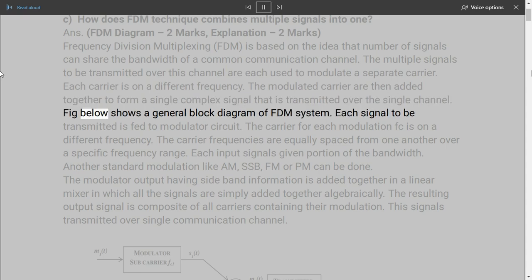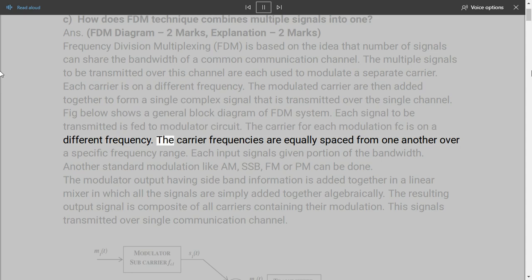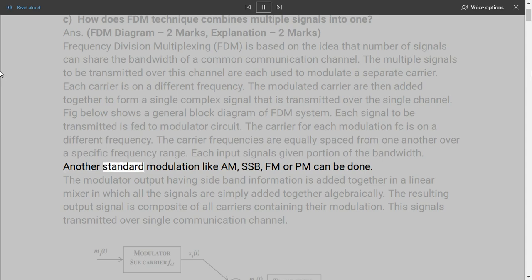Fig below shows a general block diagram of FDM system. Each signal to be transmitted is fed to a modulator circuit. The carrier for each modulator, FC, is on a different frequency. The carrier frequencies are equally spaced from one another over a specific frequency range. Each input signal is given a portion of the bandwidth. Any standard modulation like AM, SSB, FM, or PM can be done.